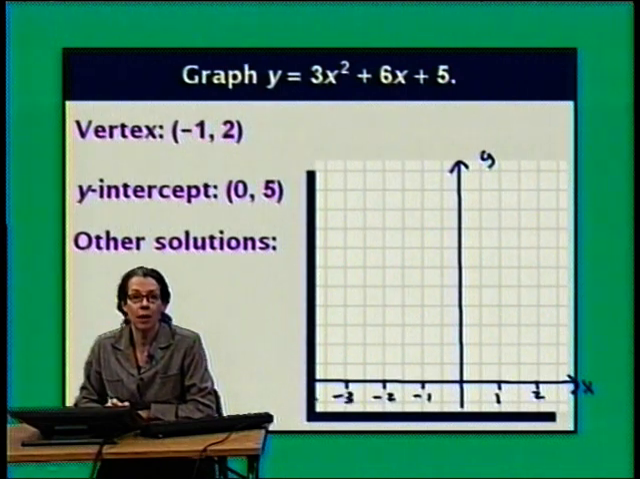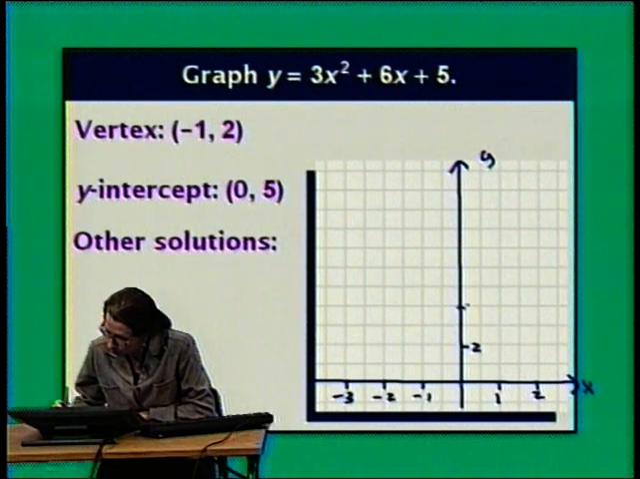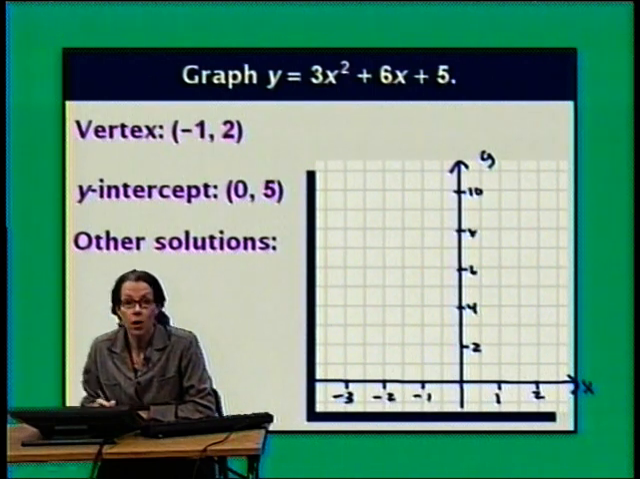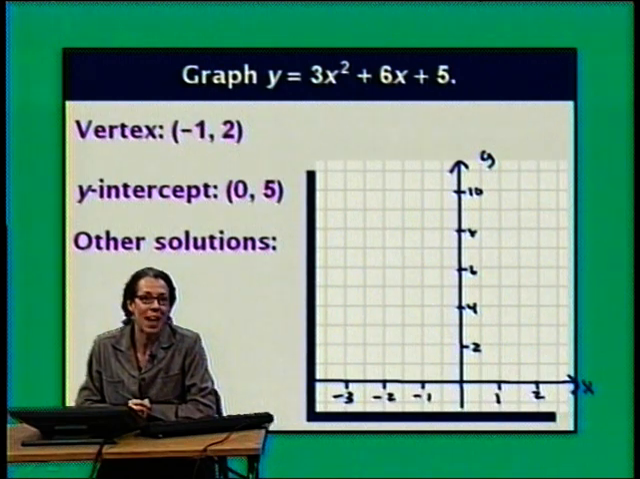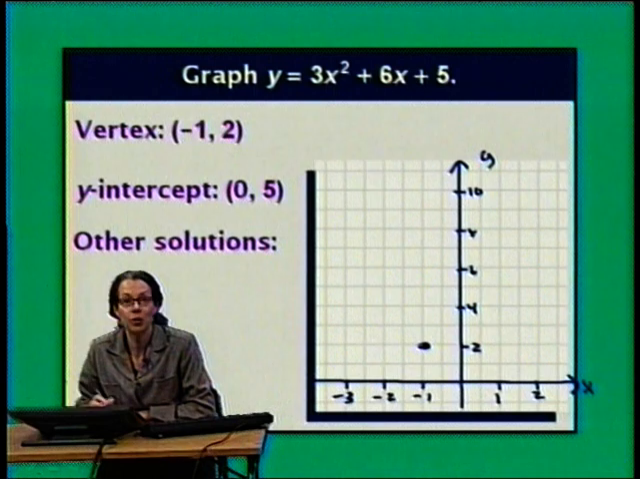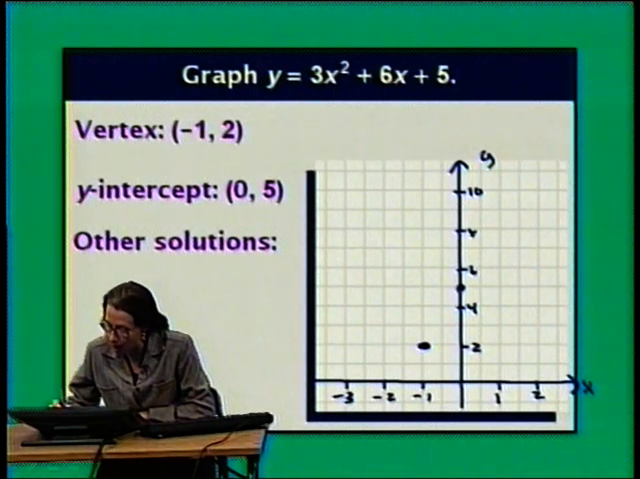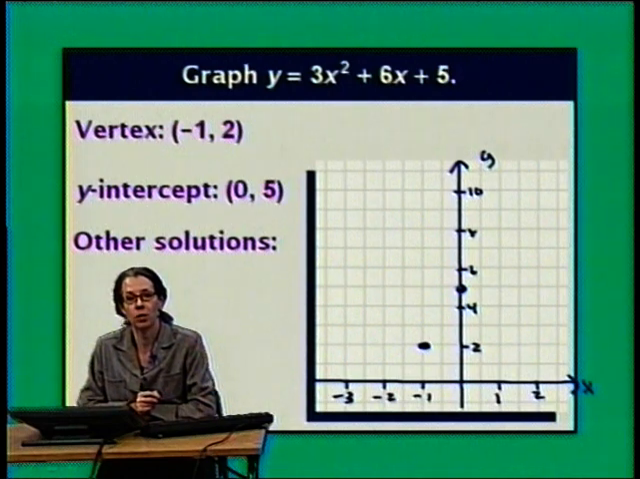And on my vertical axis, I think I'll just use a scale of 1. So let's plot the only two solutions I have so far. The vertex is at (-1, 2), and the y-intercept is at (0, 5). So now I need some other solutions.